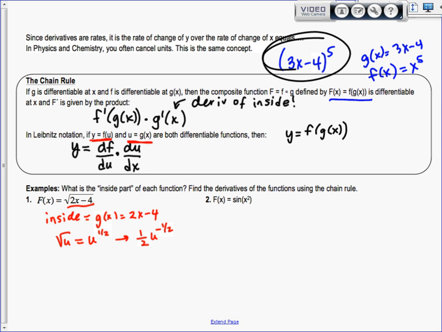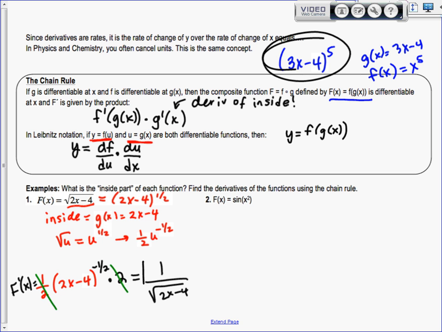Okay, so what we're going to have is 2x minus 4 to the 1/2. So I'm going to have 1/2 times 2x minus 4 to the negative 1/2. And then I tack on the derivative of the inside, 2. That's it. So that is f prime of x. Well, what do you think you should do? 1/2 and 2, right? Easy. So you get 1 over the square root of 2x minus 4. Here's your answer.